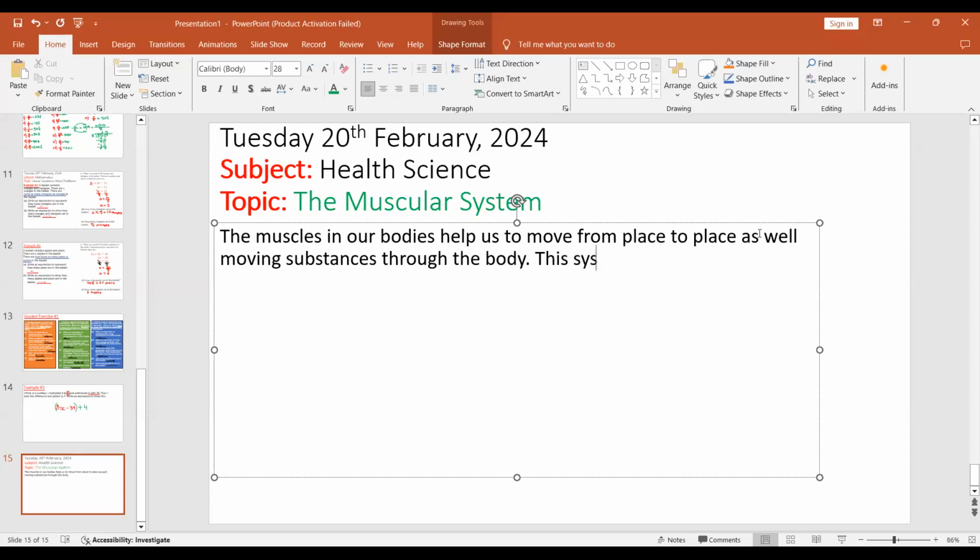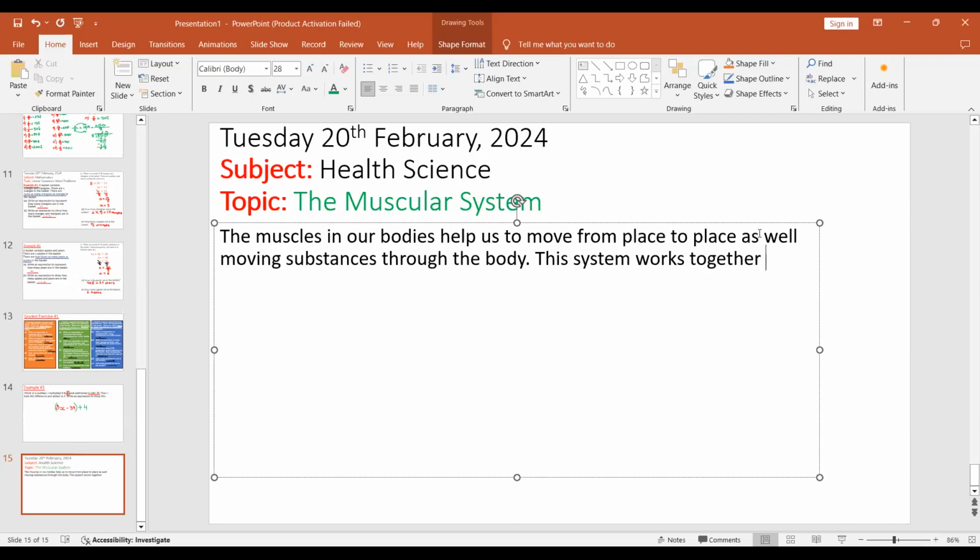This system works together. So this system works in unison, or it works in concert with other systems of the body. So the muscular system doesn't do it alone, but it works in concert with other systems. Can anyone tell me what system the muscular system works together with to help us to move? The brain. The skeletal system. Someone said the brain. Who said the brain?